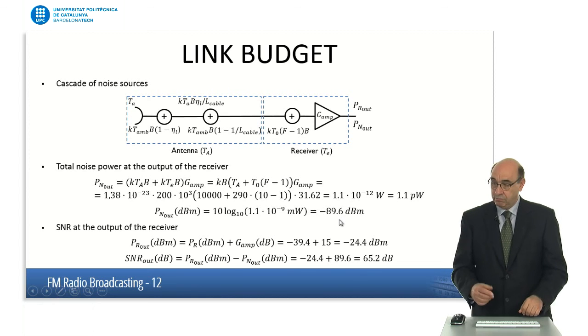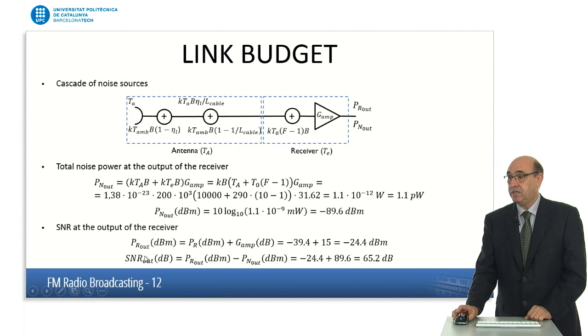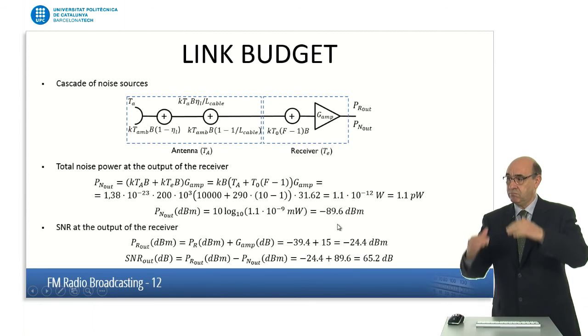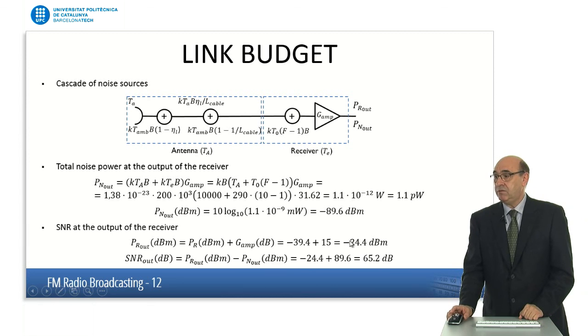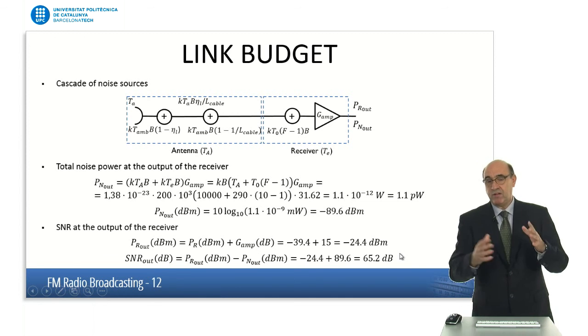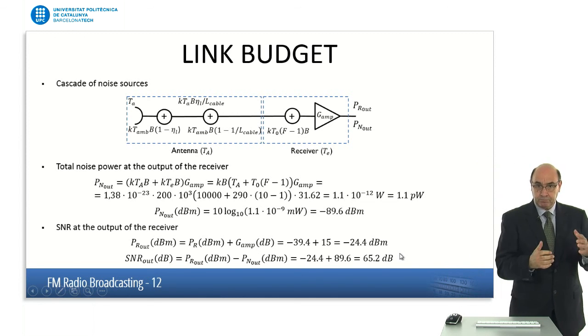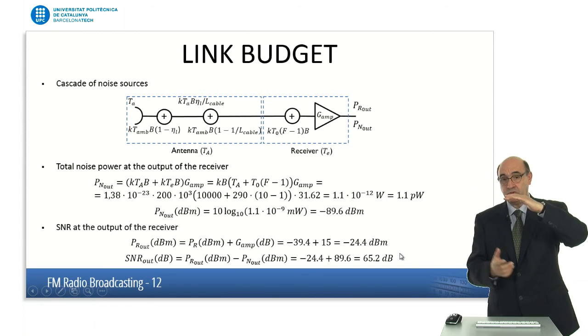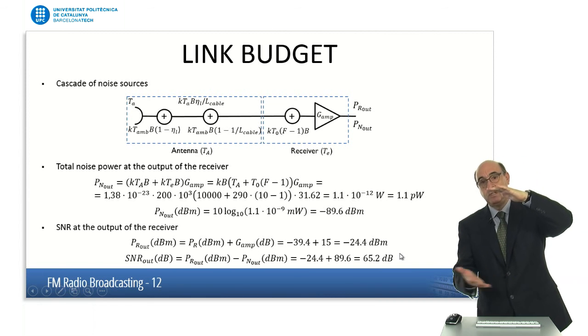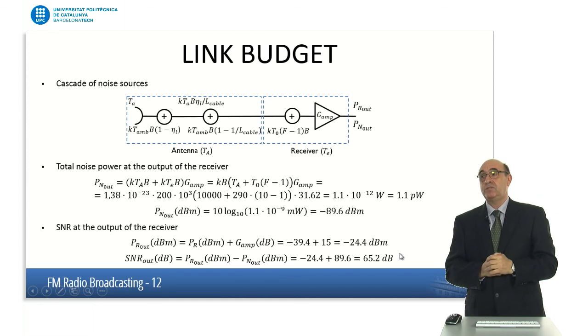We also had previously found the signal, so the signal-to-noise ratio is just the signal level we had at the input of the receiver plus the gain of the receiver. So it was minus 24 dBm, that's the signal level, which is much higher than the noise. And if you subtract this from this, it will give you the signal-to-noise ratio, which is 65 dB. That means roughly that your signal level for those numbers is 3 million times the noise level in the receiver.